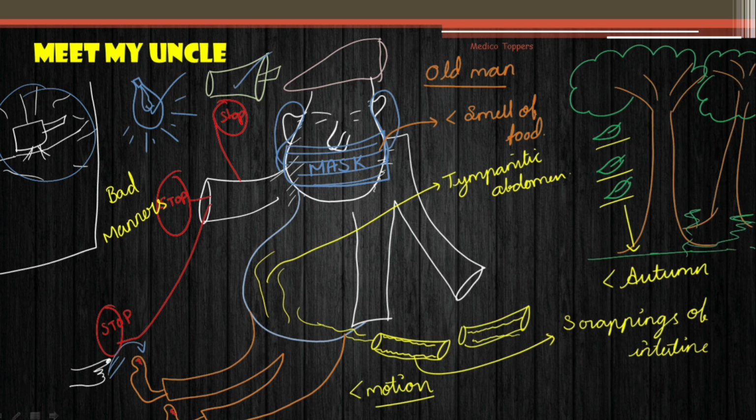So this is all regarding the pictorial representation of our very strict uncle. I think this pattern might be very helpful for you to understand the remedy in a better way.